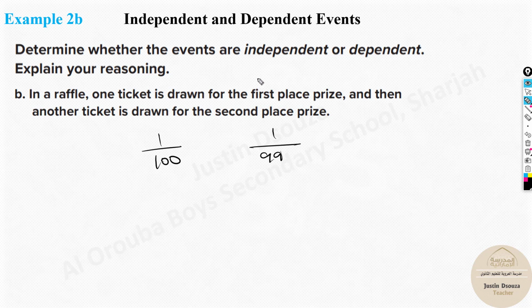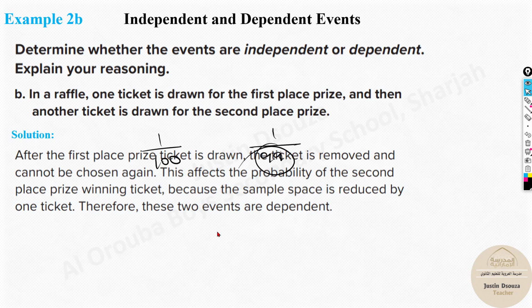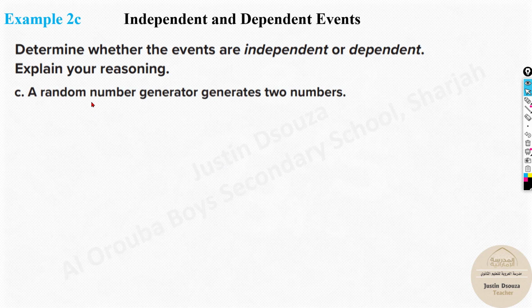So after the first event, the second event is impacted, right? Because the total number of possible outcomes is reduced. So the probability changes. So this is a dependent event, because the events are dependent on each other.